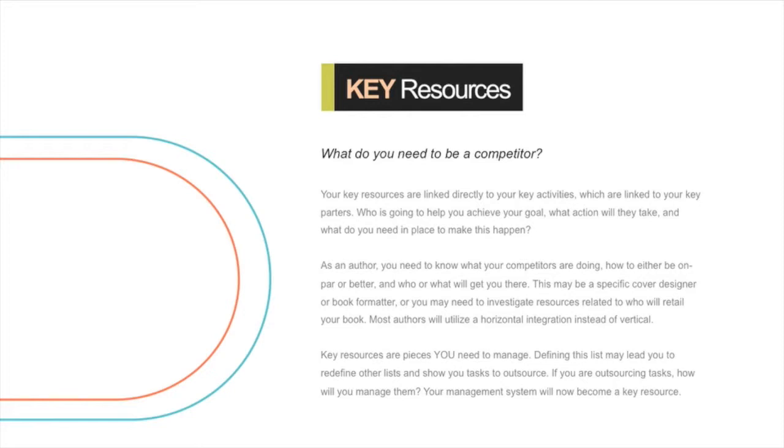If you are outsourcing tasks, you need to figure out how you're going to manage them. What system are you going to have in place to make sure that the tasks you outsource are completed? That management system is now a key resource. So if you know that you're going to be outsourcing your cover design, you need to create a key resource to make sure that it's done.